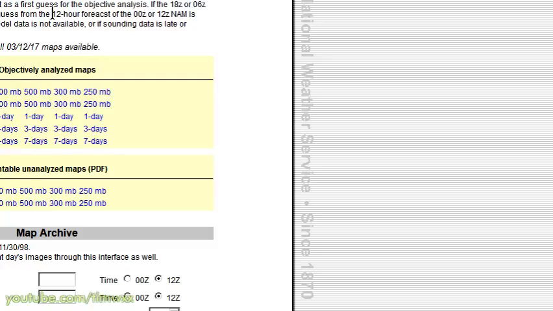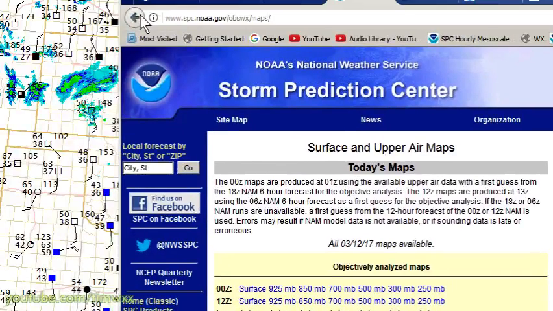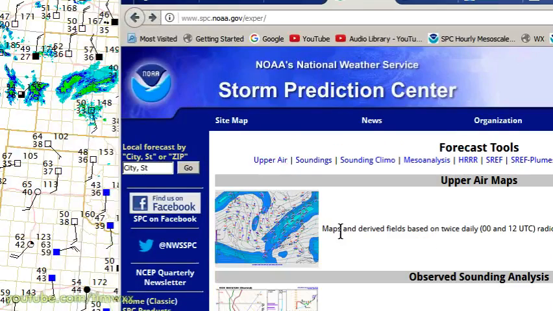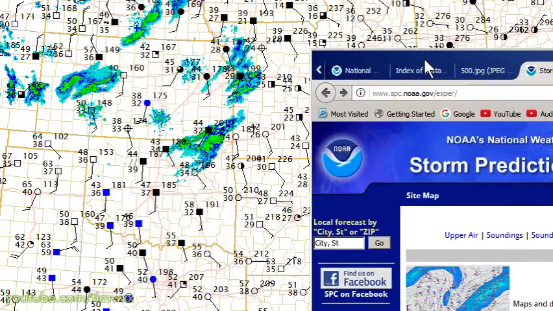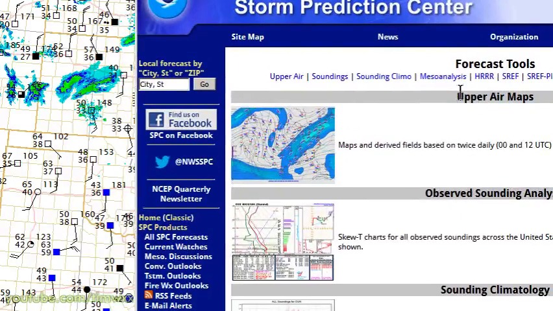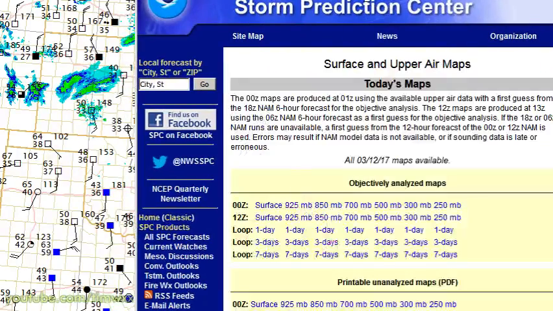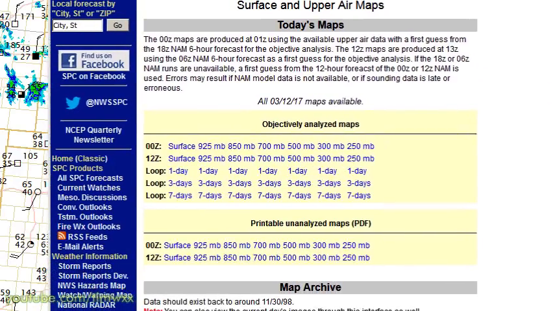Yeah, we should look at some of the upper air maps. This is the SPC experimental upper air charts. You can go to spc.noaa.gov exper, and we've got this upper air chart link. And these charts seem to come out only about maybe 30 minutes after the radiosonde observation.